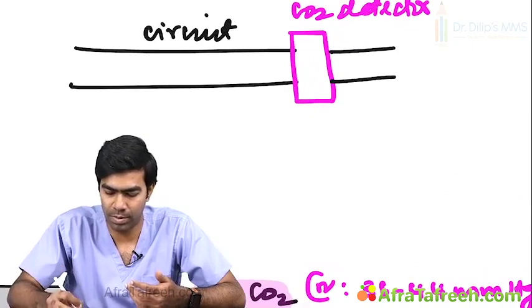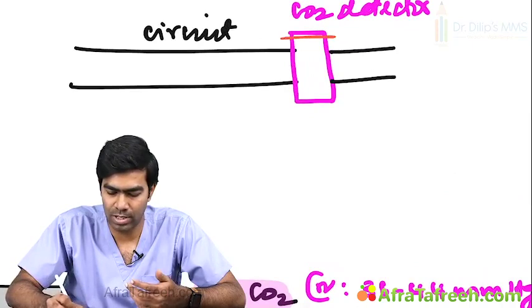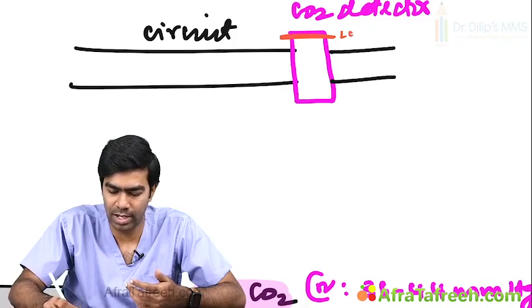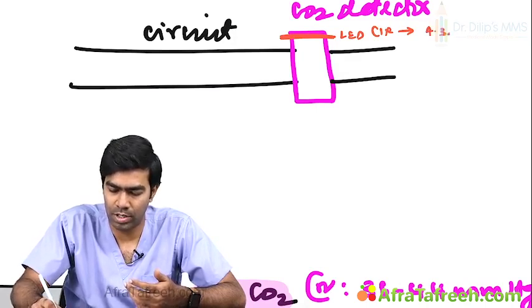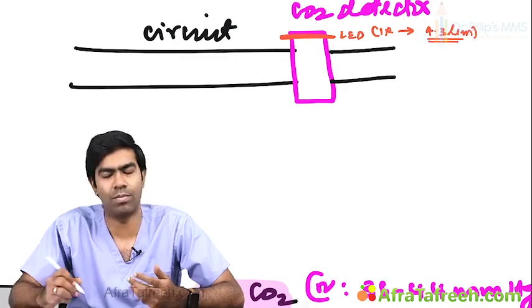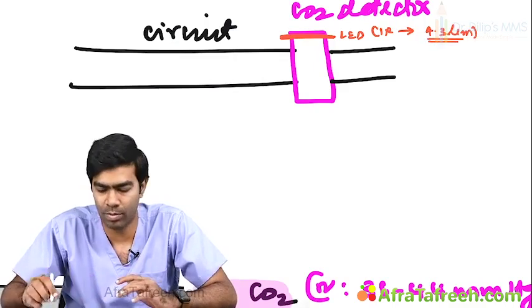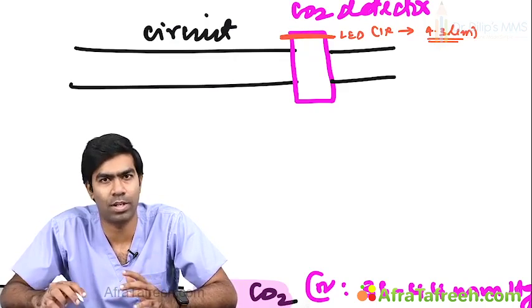Very, very simple principle. Now let us assume there is an LED here. LED is light emitting diode. This is going to emit an infrared wavelength of approximately 4.3 micrometer. And this value is very important again. It emits a wavelength of 4.3 micrometer. Why should it emit a wavelength of 4.3 micrometer?